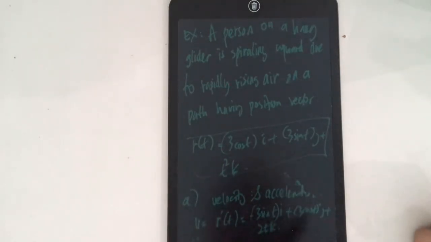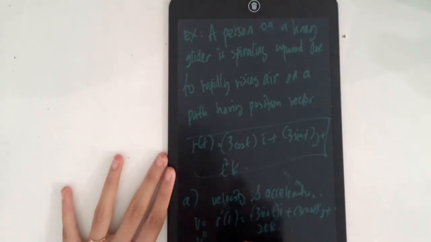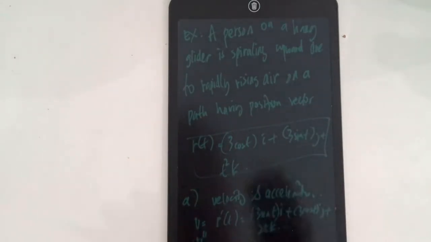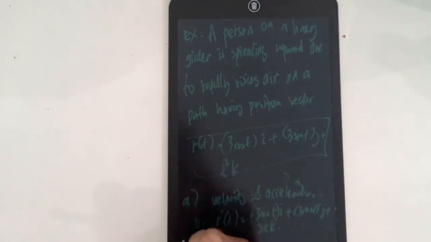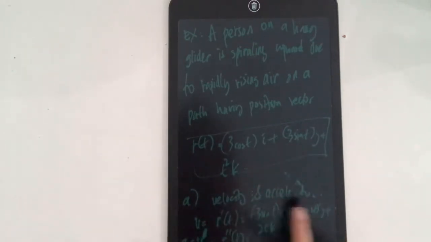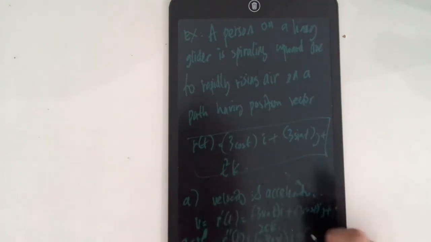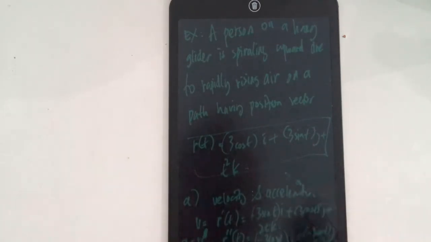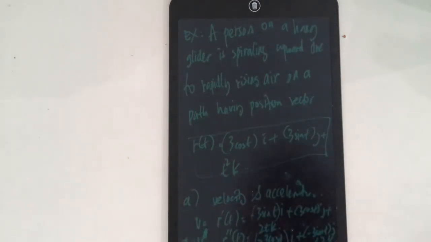Now next for acceleration, v prime. You just differentiate this again. Do not differentiate the original one. Differentiate the r prime from just now. Because a is equal to v prime is equal to r double prime. So you just differentiate this one again. So we have negative 3 cos t i plus negative 3 sin t j plus 2k. That's it. Simple.